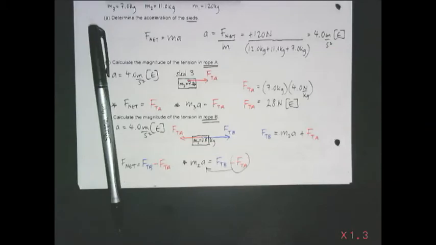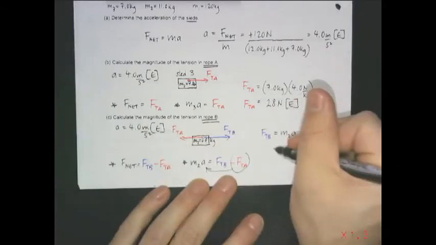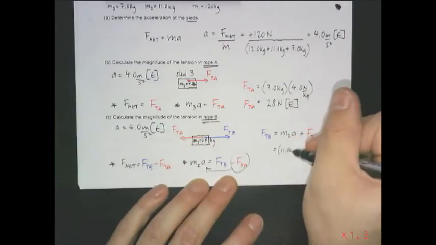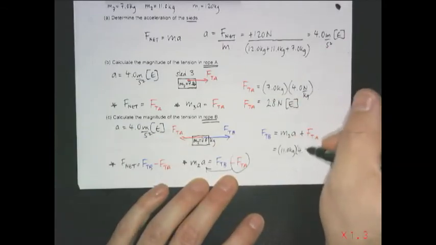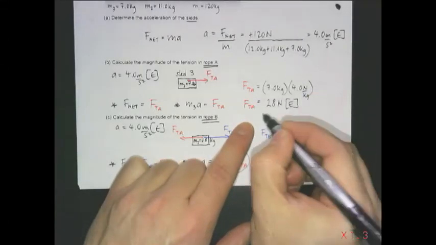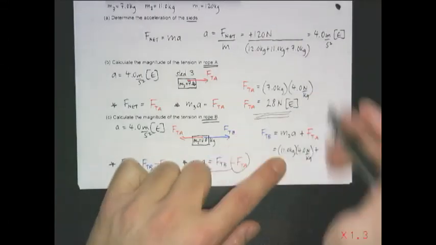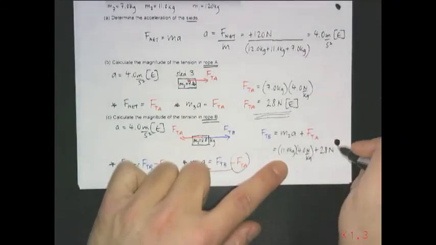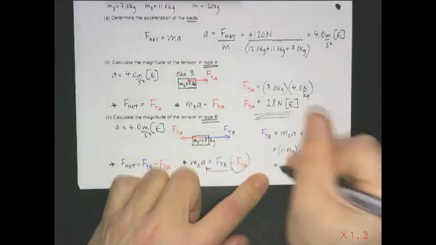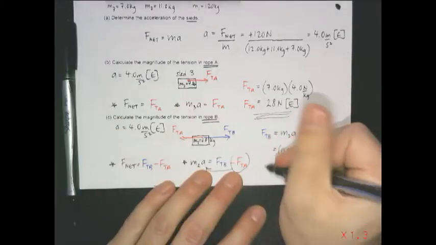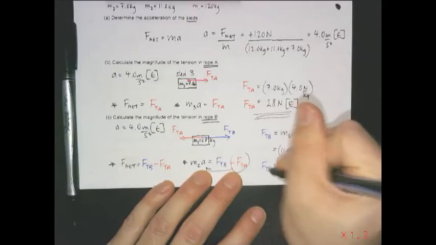Now let's sub and solve. Do we have enough information? Yes, we do. We have mass 2. It's 11 kilograms. We have the acceleration. It's positive 4.0 newtons per kilogram. And we have tension A. We calculated it just a while ago up here. It's 28 newtons. If you put this all together, what do you get for the force of tension B?